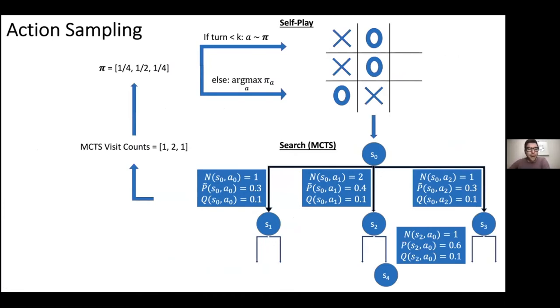The second mechanism that AlphaZero uses for exploration is action sampling. As I was explaining earlier, once MCTS is complete and it returns the search probabilities pi, within the first k turns of the self-play game, the action that's played is sampled from the distribution pi. Afterwards, the action that's played is the one that was visited the most during search. So this action sampling enables AlphaZero to try a variety of actions and to encounter new states. But this exploration is only concentrated at the beginning of games because it only happens within the first k moves.